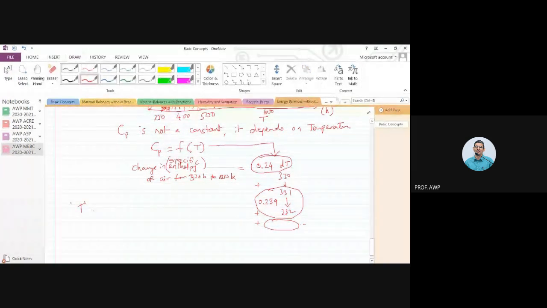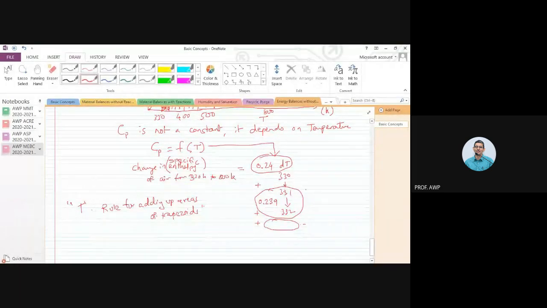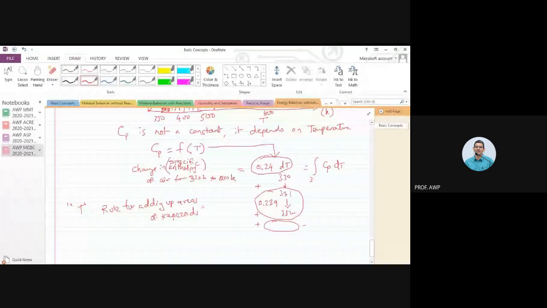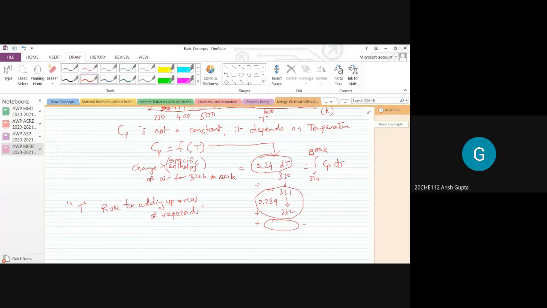We have just done the trapezoidal rule for adding up areas of trapezoids. What have we done? Have we not integrated Cp from 330 Kelvin to 800 Kelvin? Do you agree with that? Yes, no? Yes, sir. Right?